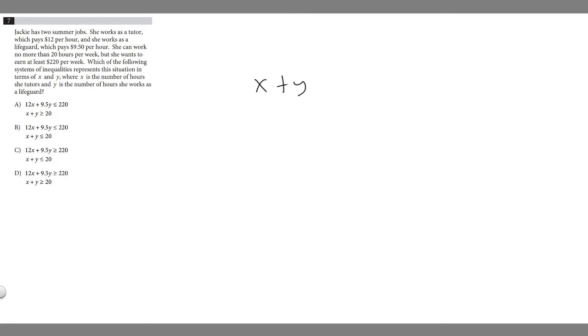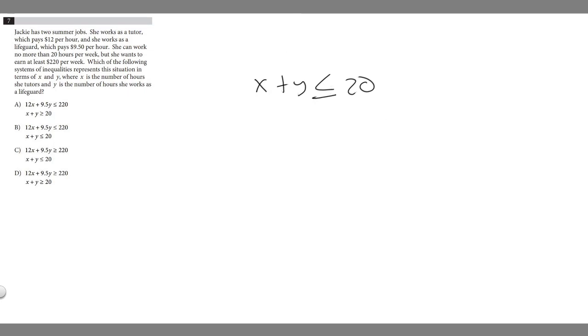What you want to pay attention to is the sign on each of them, whether it's greater than or less than, but we're going to be focusing on this equation first. It says x is the number of hours she tutors and y is the number of hours she works as a lifeguard. It tells us that she can work no more than 20 hours per week. So the maximum number of hours she can work per week is 20. The number of hours, which is just x plus y, right? Because it's just the number of hours she tutors plus the number of hours she works as a lifeguard. We're adding those up, and that can't be more than 20. So the number of hours she works has to be less than or equal to 20. This is going to be our equation that represents that.